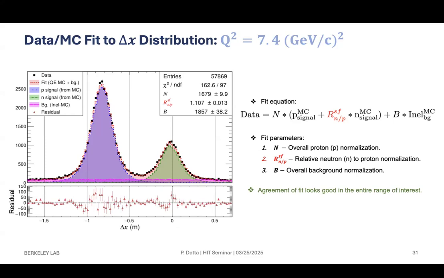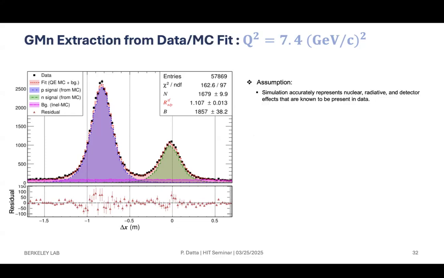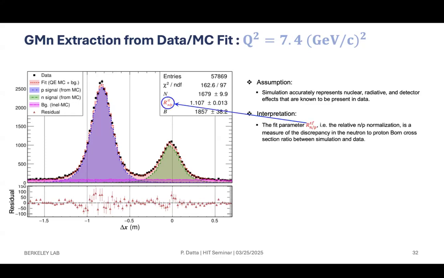But the question is, how do we get GMn from a fit like this? Well, we begin with an assumption that our quasi-elastic simulation accurately represents all the physics and detector effects that are known to be present in data. And as I've mentioned, we put in a lot of effort to make sure that that is the case. So with that assumption, this fit parameter R_NPSF, which is the relative neutron to proton normalization, becomes just a measure of the discrepancy in the neutron to proton cross-section ratio between data and simulation.